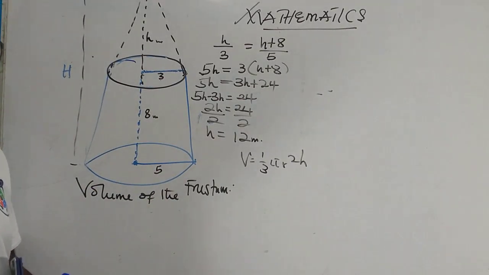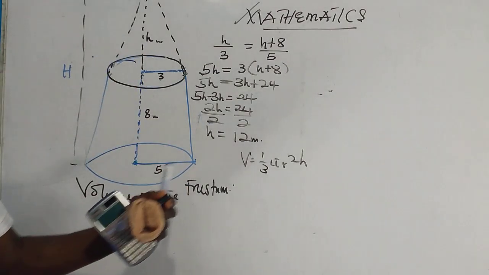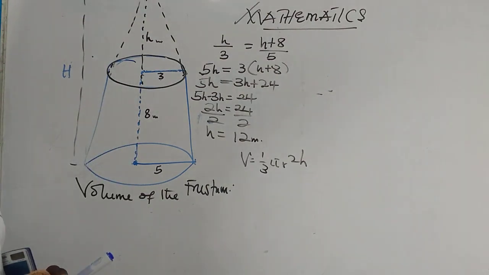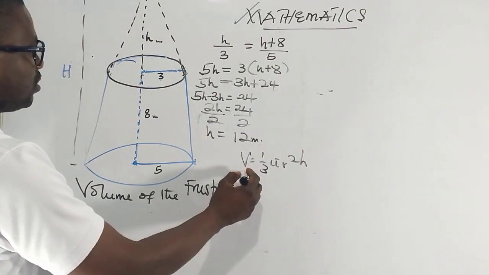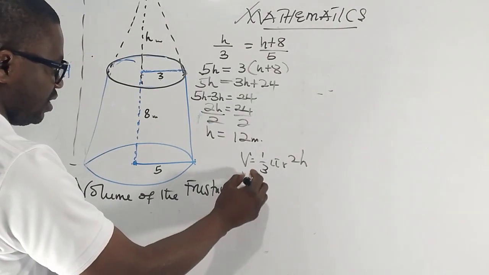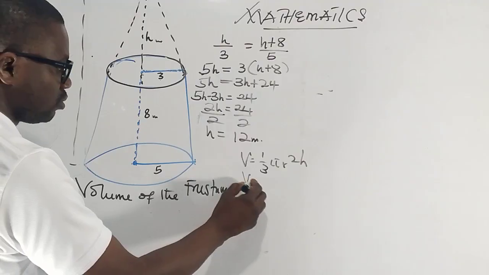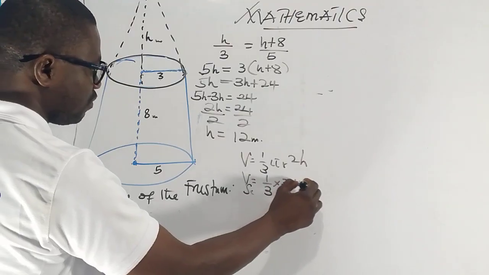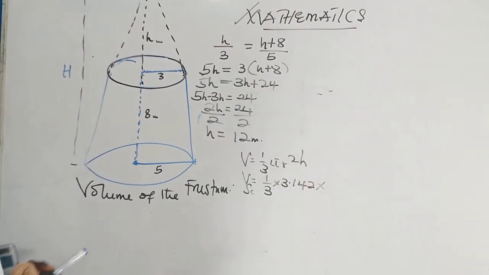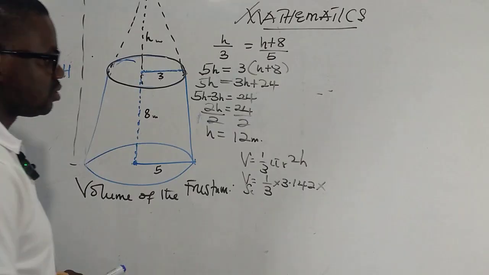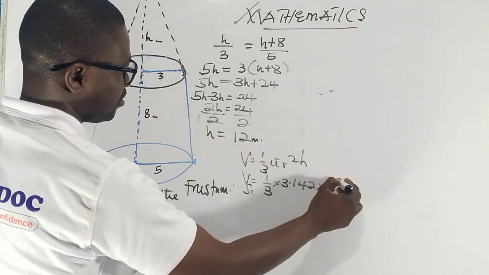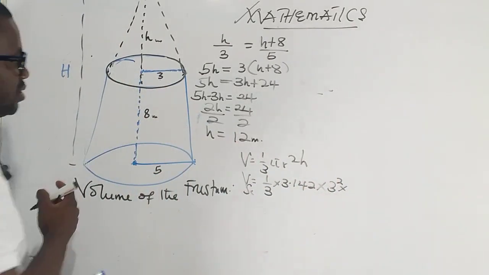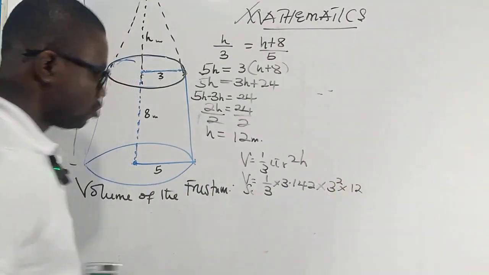We are supposed to calculate the volume of the frustum. So we calculate the volume of the bigger cone and then the volume of the smaller cone, then we do the subtraction. So for the smaller cone, V is equal to 1 over 3 times 3.142 times the radius, which is 3 squared, and then the height is 12. So let's use our calculator.